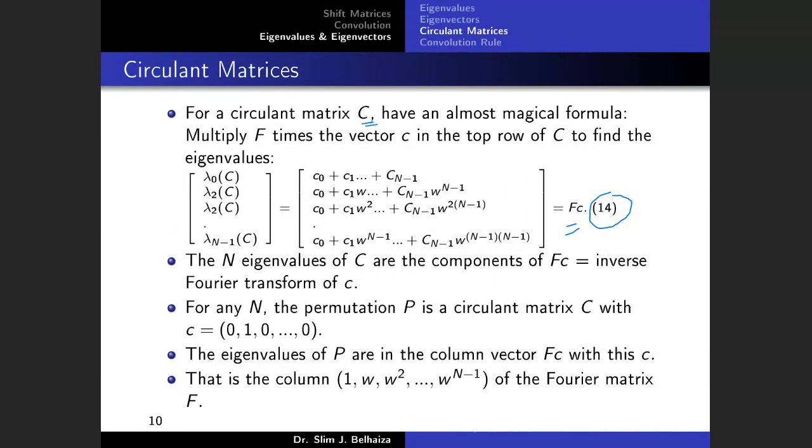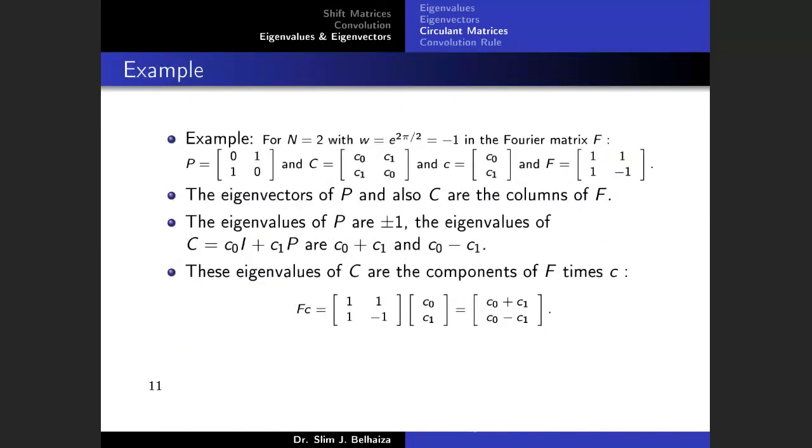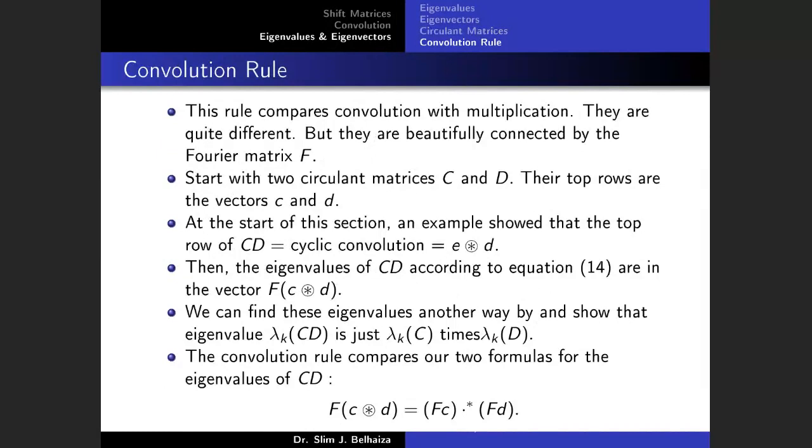So the one that writes the lambda vector as F times c. Here capital lambda is the eigenvalue vector, not the eigenvector, of our circulant matrix. Let me write it again here so I can carry it with me. So equation 14 showed that the capital lambda of C, of the circulant matrix, is in fact F times small c. So just remember it here.